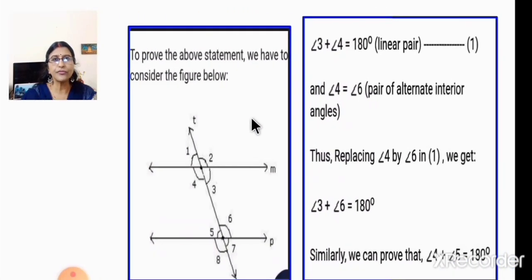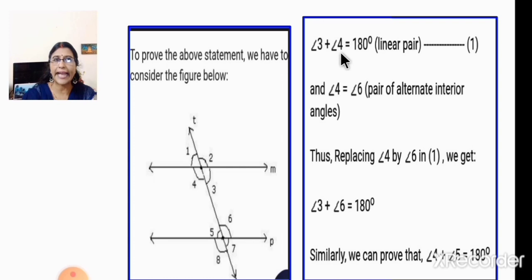To prove the above statement, we have to consider the figure. This is the figure. Again, we'll draw two parallel lines. This is line M, this is line P, and this is the transversal which is cutting these two parallel lines at these two distinct points. Again, here 4 angles are formed, here again 4 angles are formed. Now, we will start like this.